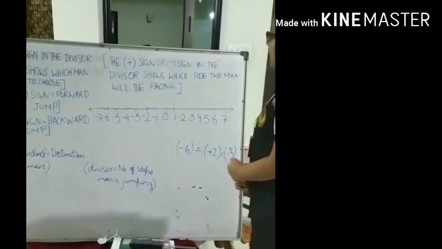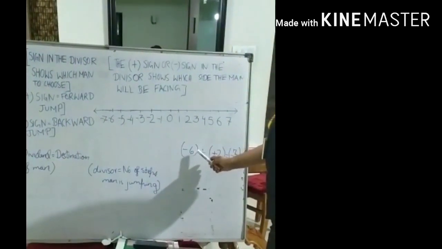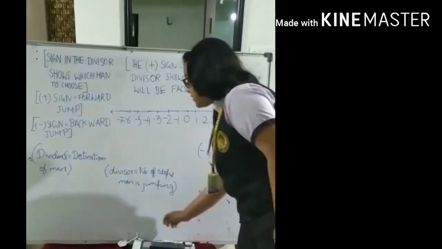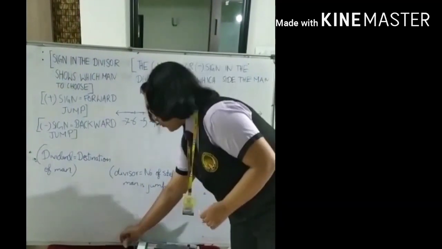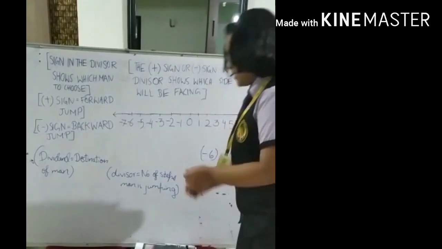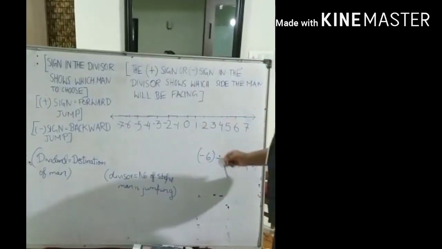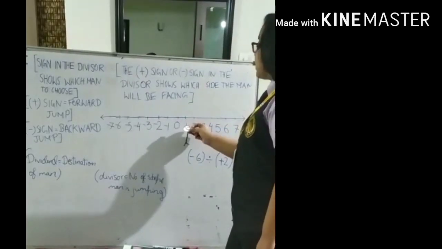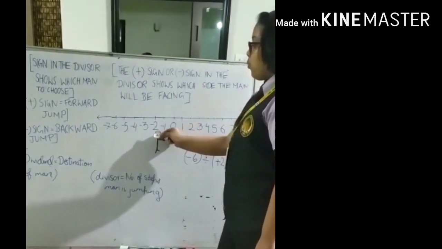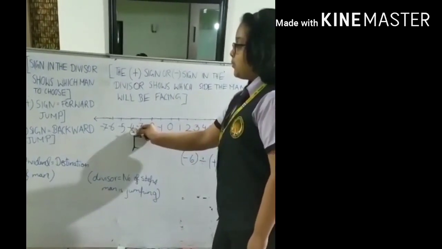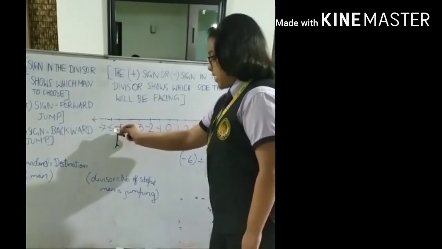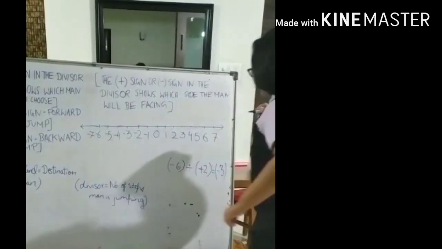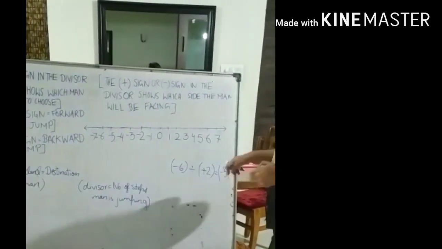Now the third example, a negative 6 divided by a positive 2. The positive sign shows us that we have to face the positive side, taking the positive man. And of course, we have to take backward jumps, taking 2 at a time. 1, 2, 3 steps. And we took backward steps, so the answer should be a negative 3.